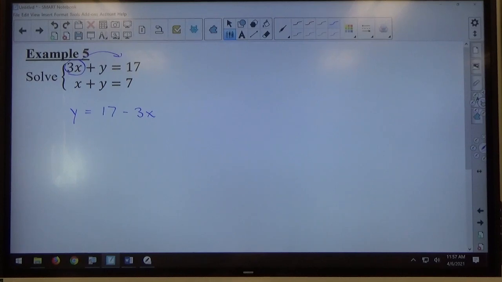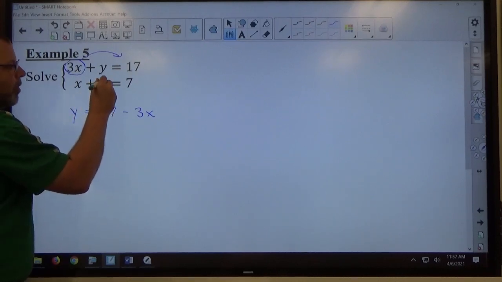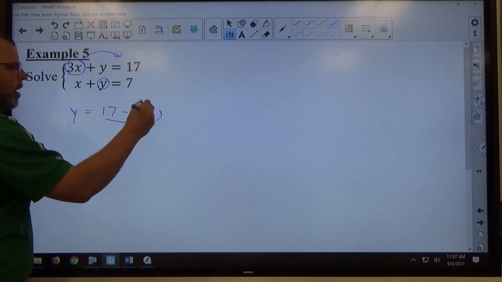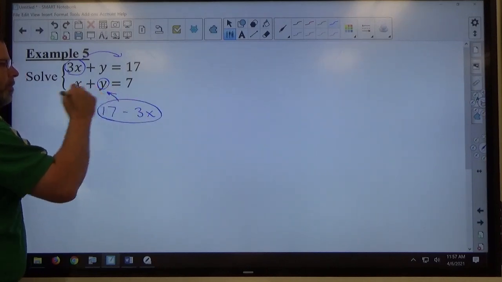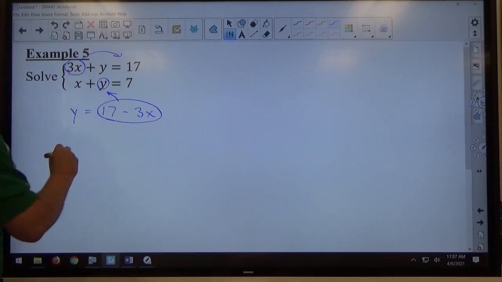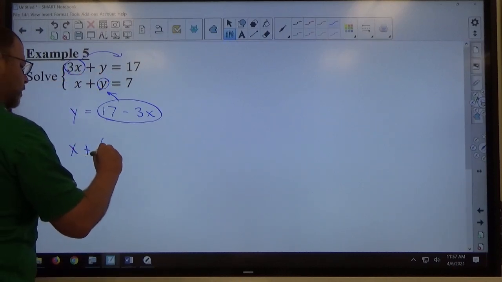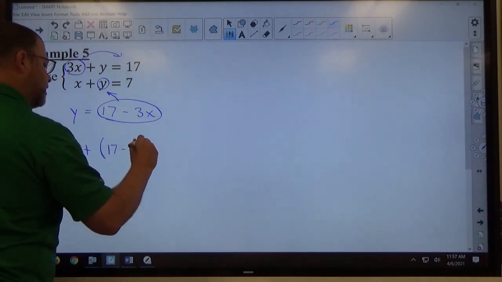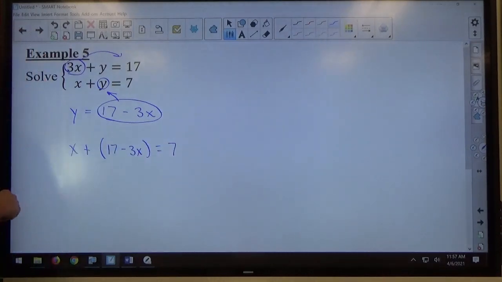An expression looking like that: one letter, either x or y, equals everything else. That came from the top equation, so now the substitution goes into the bottom equation. I take the y that's in the bottom equation, and I'm going to put this expression that equals y in place of that y. So the bottom equation, which currently says x plus y equals 7, becomes x plus parentheses 17 minus 3x equals 7. If you change one thing into more than one thing, always put parentheses right under substitution. It's just good policy.